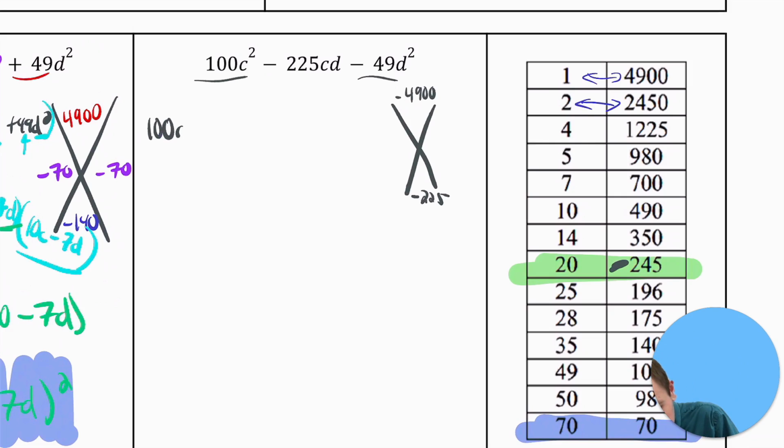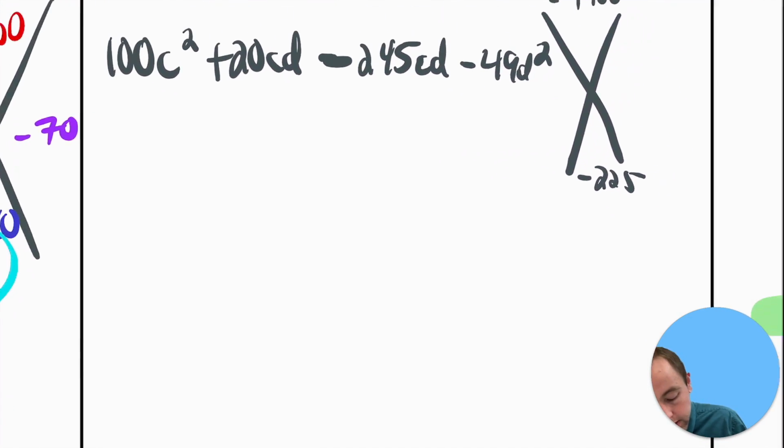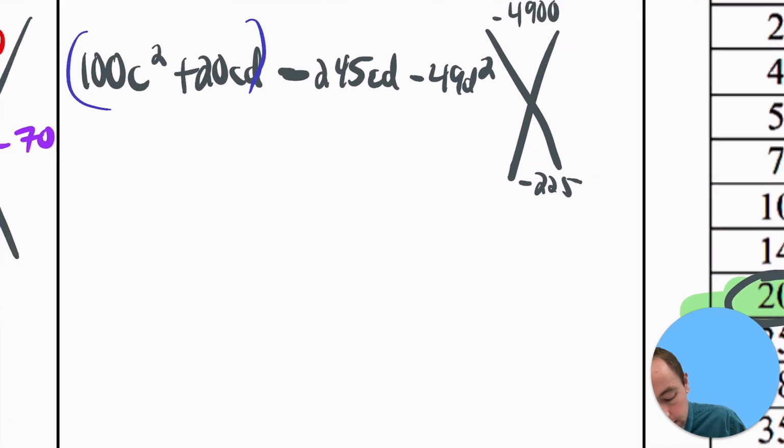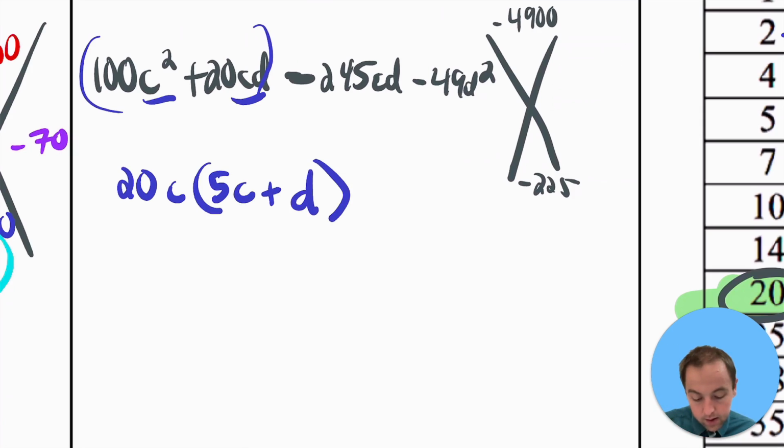Then if you split up that middle part, you're going to make one of them positive 20 CD and the other negative 245 CD, and then keep that last 49D squared all the same. Then we can factor this by grouping. If we group these together, 120 and 20 have a 20, and C squared and CD have a C, so you can take out 20C. 20 times 5 is 100, so that's 5C, and 20 times 1 is just D, so we get 5C plus D.